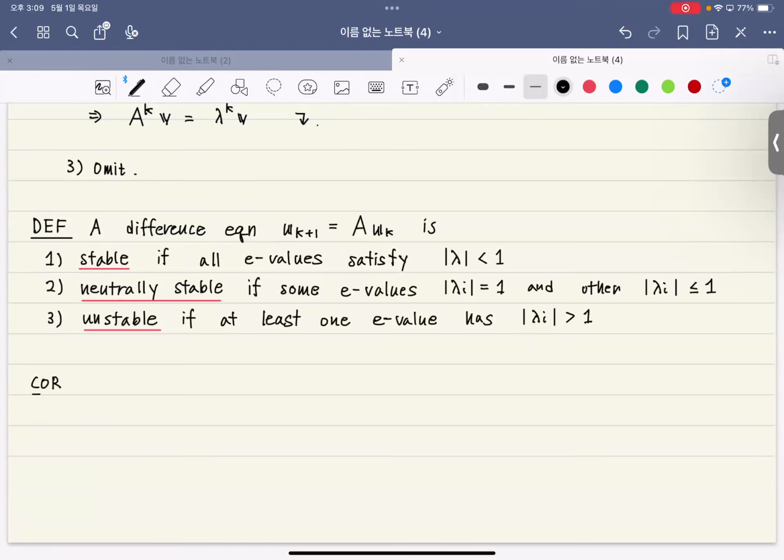So there is an immediate corollary. If A is stable, then this matrix tends to the zero matrix, because every eigenvalue tends to 0, therefore everything just stabilizes.